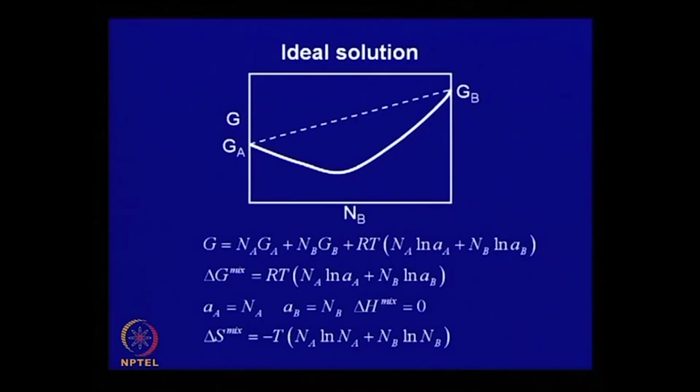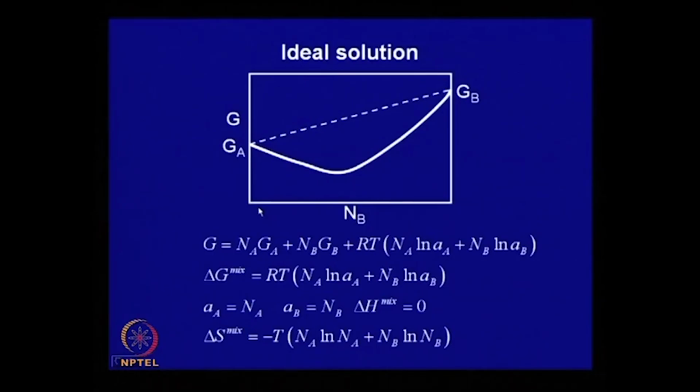Now, let us look at the concept of an ideal solution. What is an ideal solution? Here is the free energy composition diagram, which is shown for an ideal solution. This is the axis for free energy, and this is the atom fraction B.